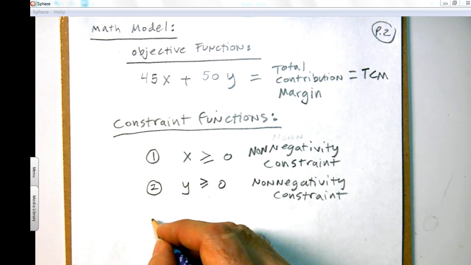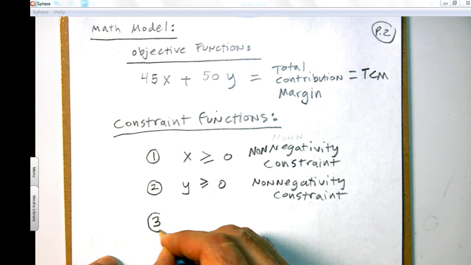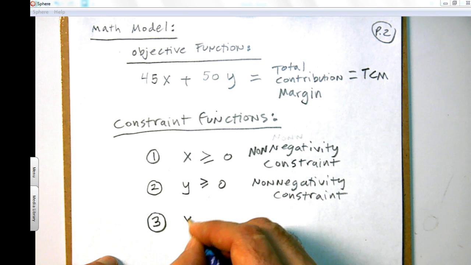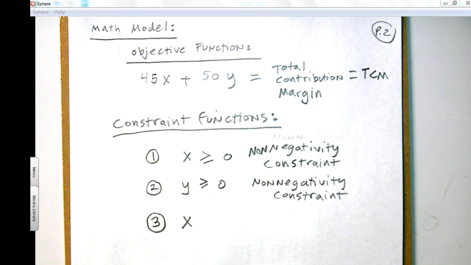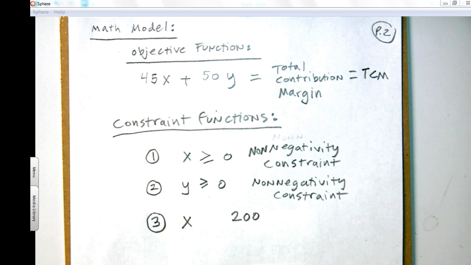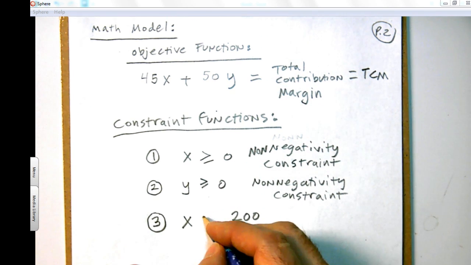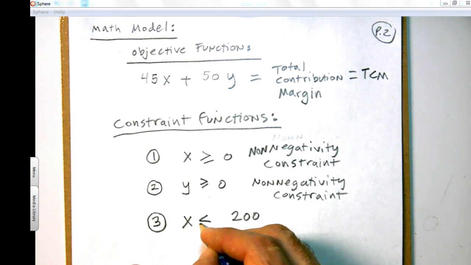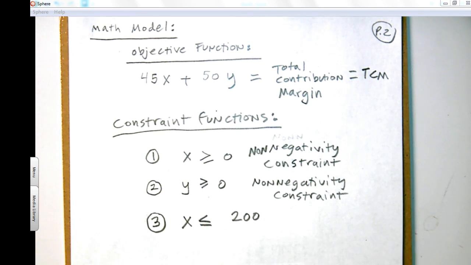Now, equation number 3: we have to think about the number of units for laptop 1, and remember, there was an upper limit. The max demand is 200 units. So x can go all the way up to, but not exceed, 200. So x has to be less than or equal to 200. You see with these two, x will be somewhere between 0 and 200.